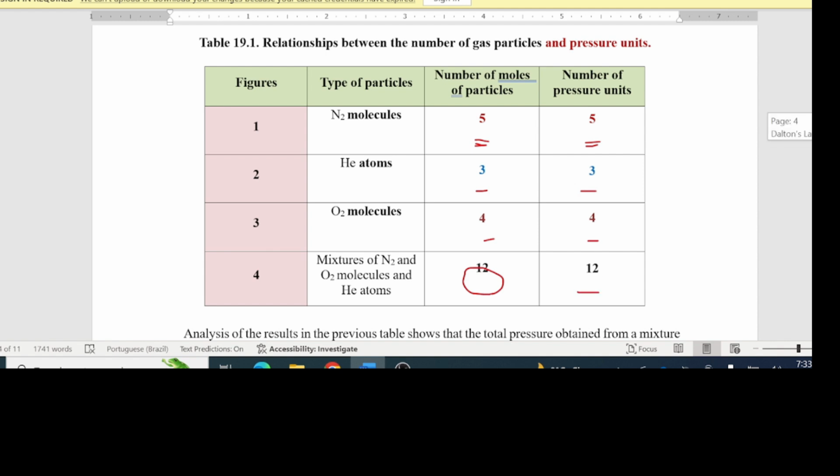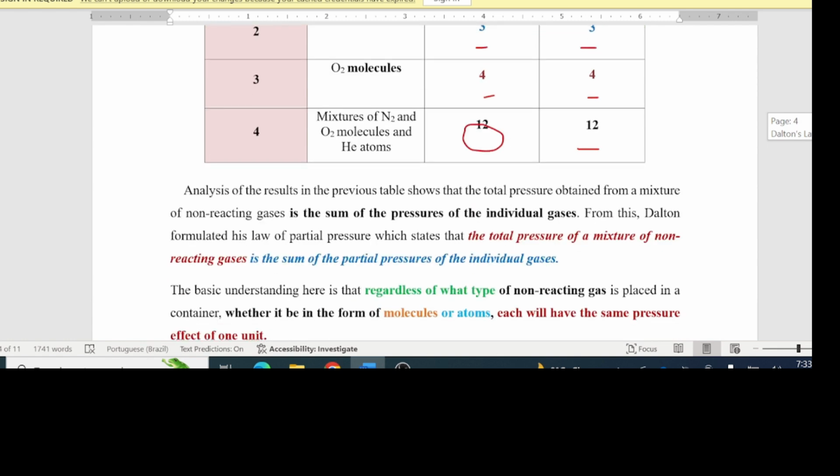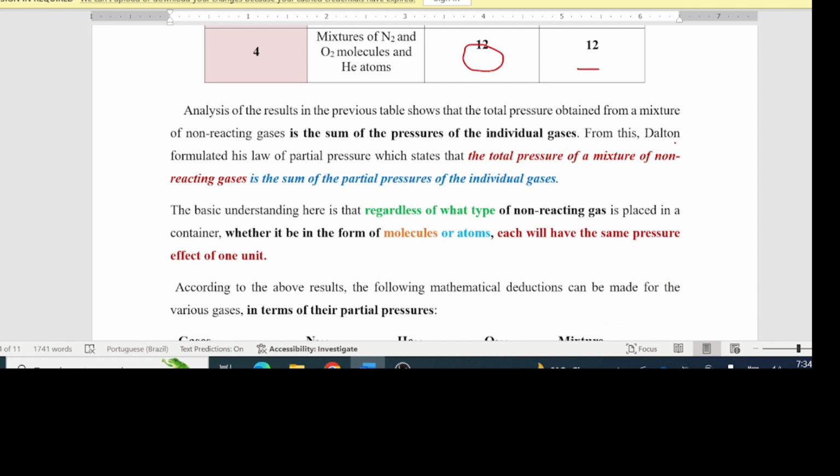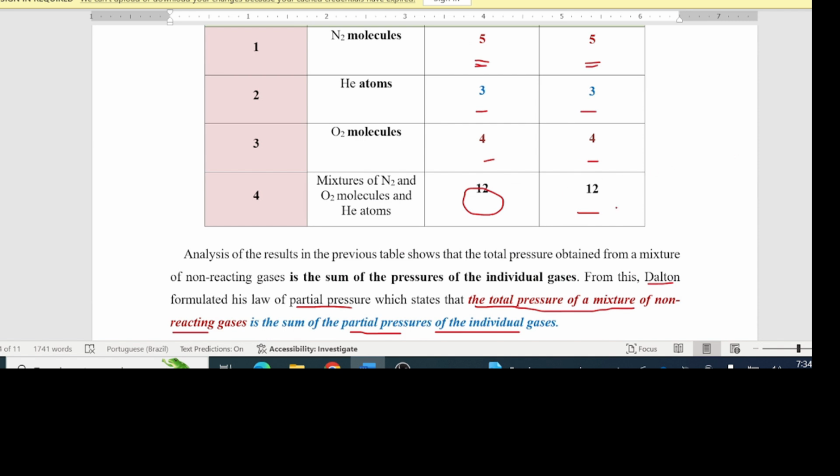Let's see how Dalton used the analysis here to make his law of partial pressure for each non-reacting gas in a mixture. So, Dalton formulated his law of partial pressure, which states that the total pressure of a mixture of non-reacting gases is the sum of the partial pressures of the individual gases. And there you can see exactly that's what we said. The total pressure here of the whole mixture is the sum of the partial pressures of each of these non-reacting gases.